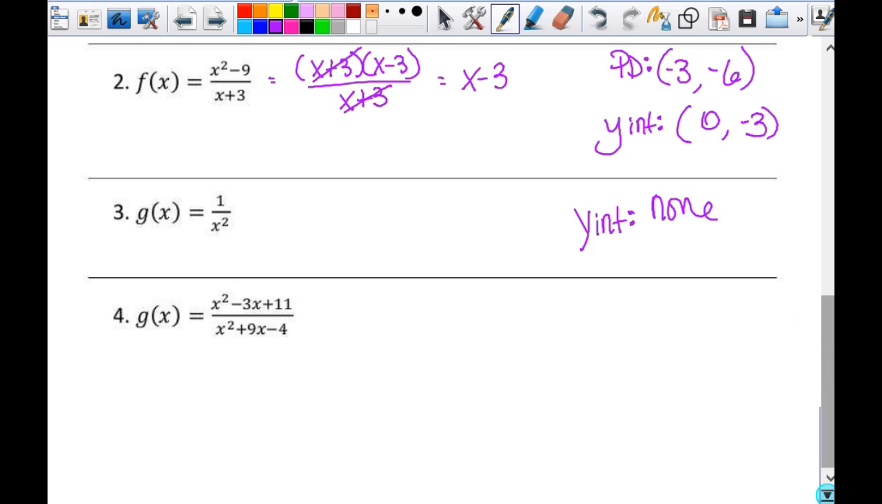Alrighty. Then on this one, can I factor that one? No, right? It doesn't factor. And so I can't reduce, right? But that's okay. All I need to do is plug in 0 for x. So when I plug in 0 here, that term goes away, that term goes away, that term goes away, that term goes away. So all I'm really left with is 11 over negative 4. So my y-intercept is 0, negative 11 over 4. Okay. Everybody good with all that?